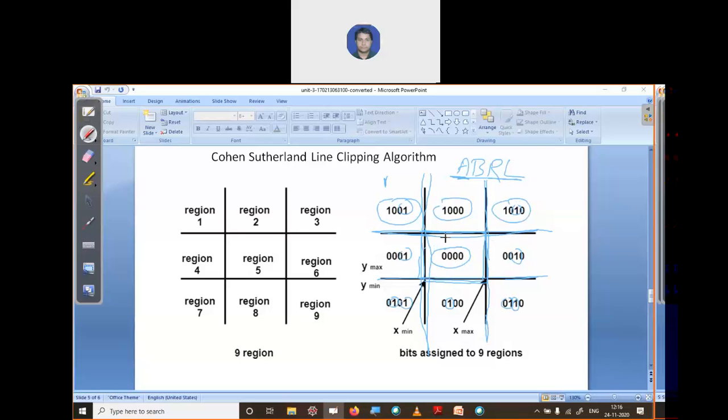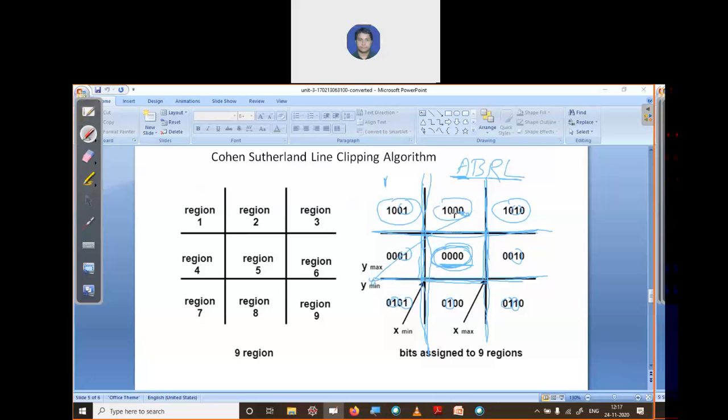If the point is not above this boundary, not below this boundary, not on the right side, and not on the left side, then none of the conditions is true, so all the bits are 0. It means the point is inside your clip window. After this, we find the position of the line's endpoints. The line has two endpoints, so find each endpoint's region code, the region in which the point is lying, and according to this we apply the AND operation.